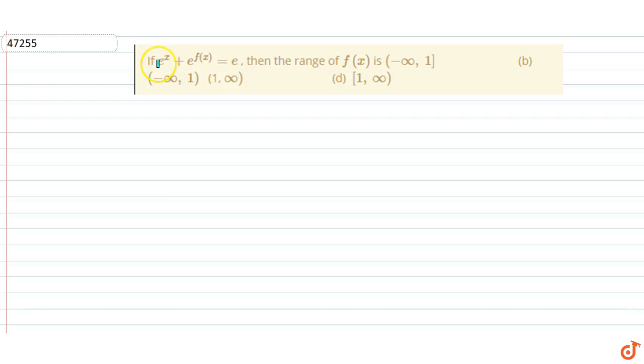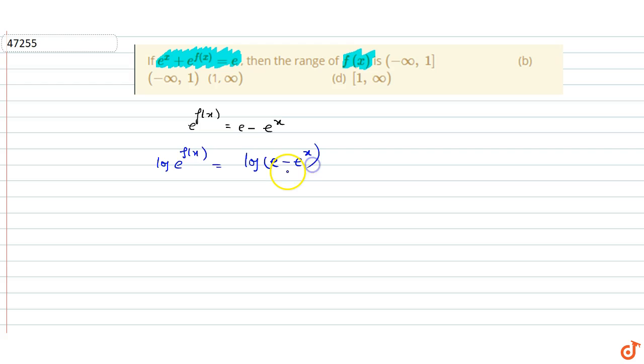The question given is: if e to the power x plus e to the power f of x equals e, then the range of f of x is. तो हमें गिवन है e to the power f of x equals e minus e to the power x. That means log of e to the power f of x equals log of e minus e to the power x. That means f of x equals log of e minus e to the power x.